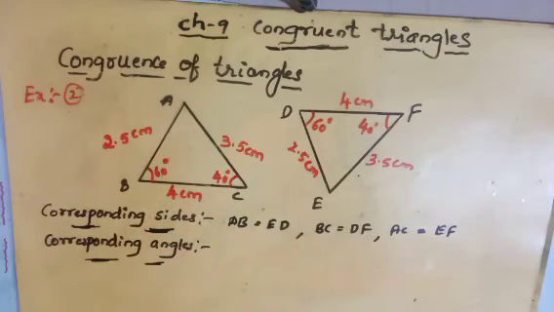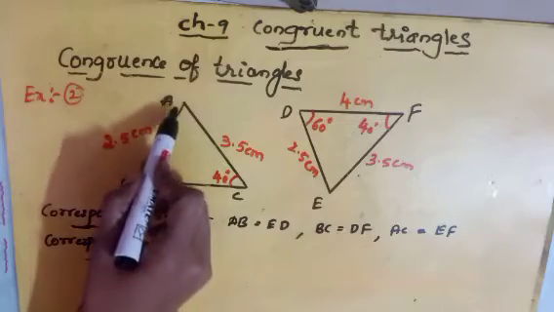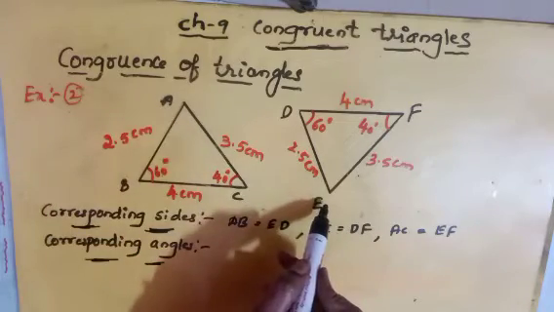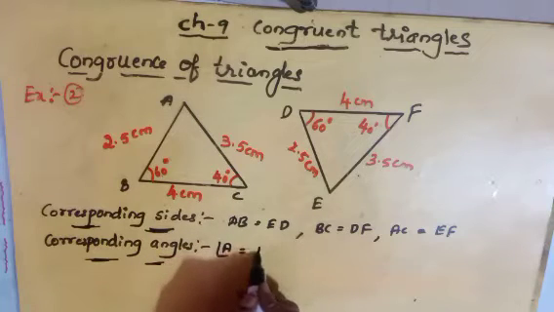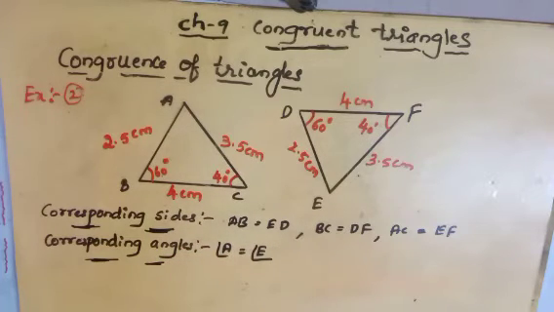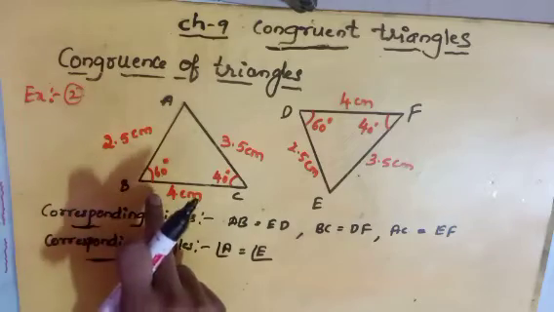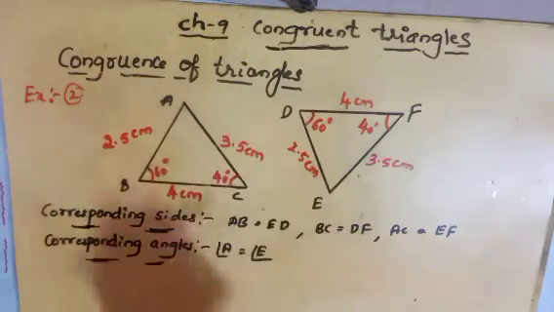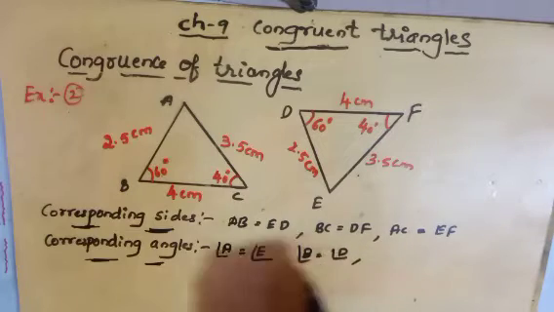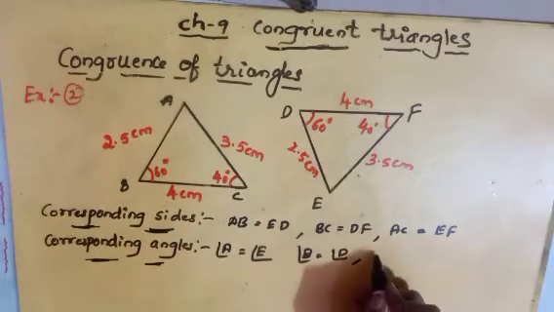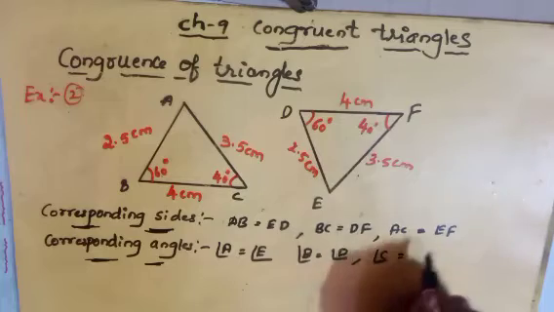This is about the corresponding sides. Next, let us take the corresponding angles. Angle A equals angle E. Next, angle B is given as 60 degrees, and angle D is 60 degrees. So angle B equals angle D. Next, angle C is 40 degrees. Therefore angle C equals angle F.